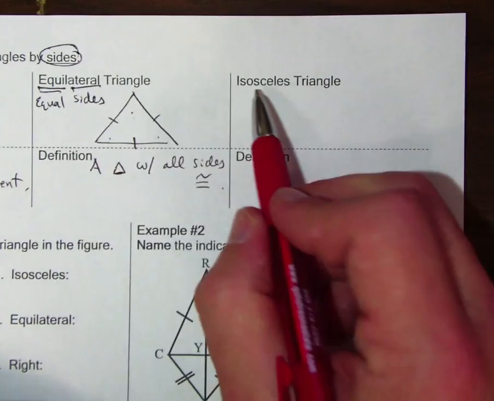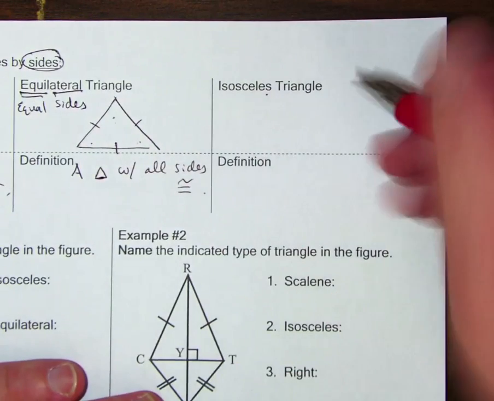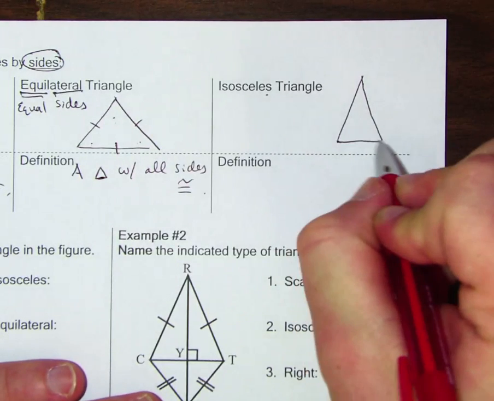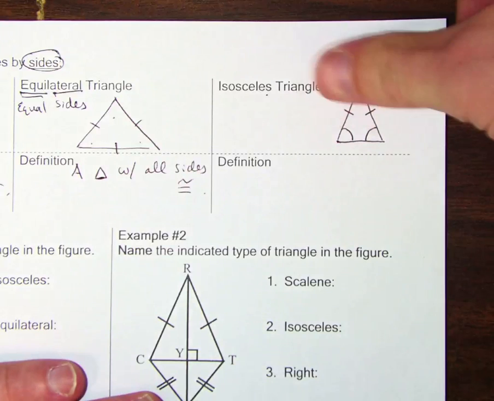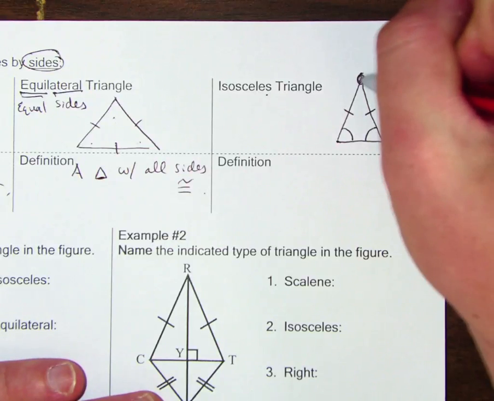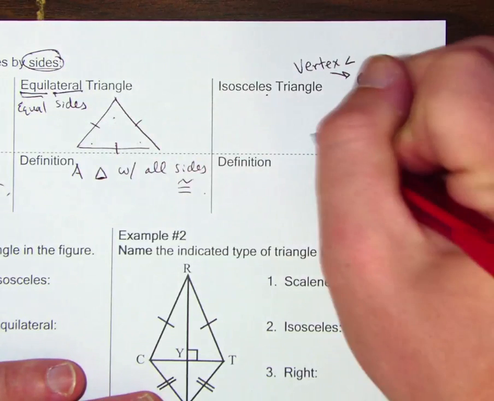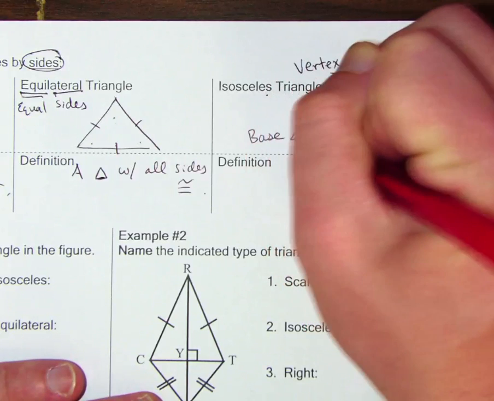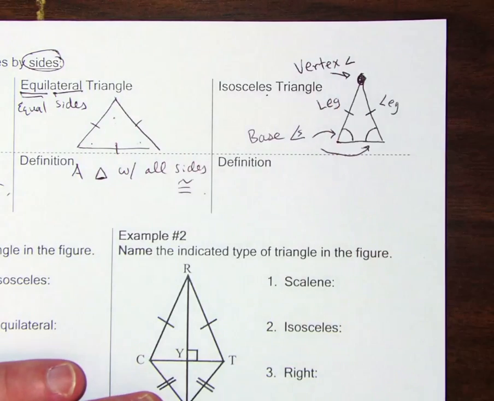And finally, isosceles triangle. Isosceles. So an isosceles triangle is a little bit trickier. It's a lot like our isosceles trapezoid. The legs are congruent, and so are the base angles. Except here, we're going to call this the vertex angle. And these here, these are the base angles. This is still a leg. This is still a leg.